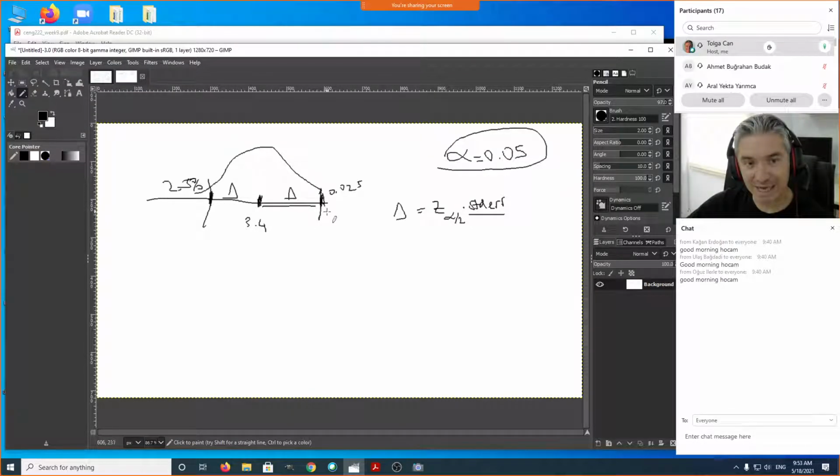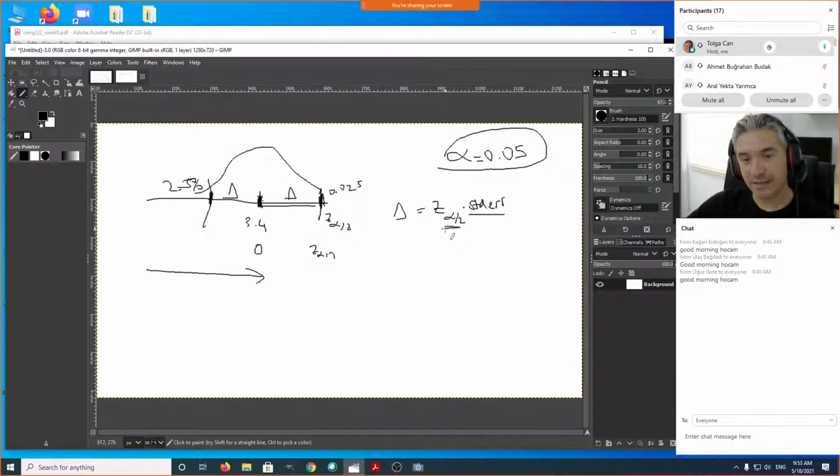So this z alpha over 2 is basically your inverse CDF. So you go that many standard errors away. This is like non-standardizing: in the standard case, this will be 0, and this will be exactly z alpha over 2. When you non-standardize it, you move it to 3.4, and you multiply this z alpha over 2 with the standard error. So you go that many standard errors away from 3.4.